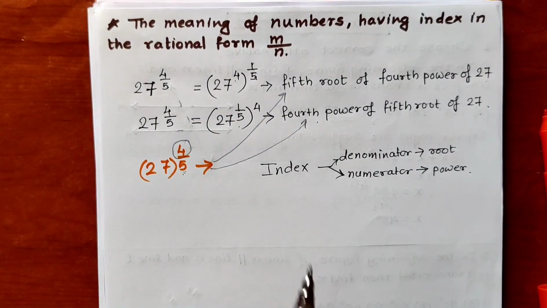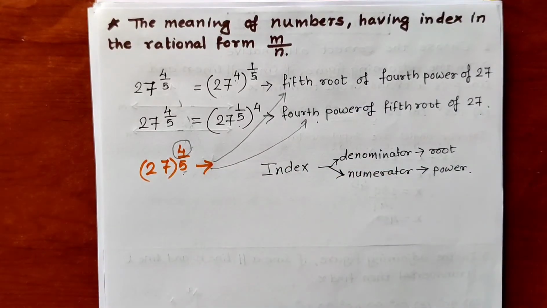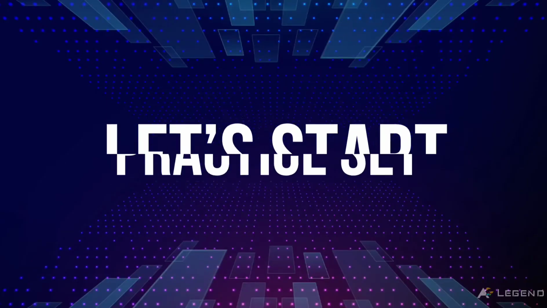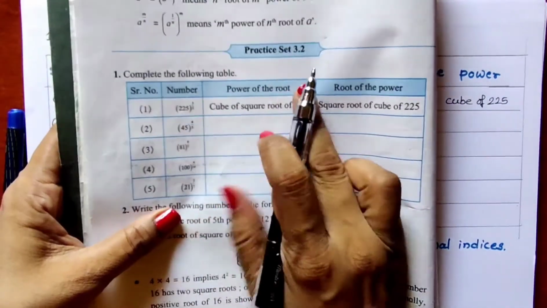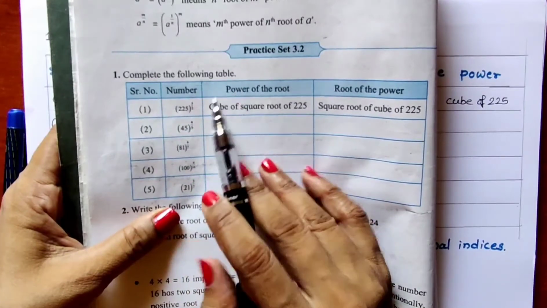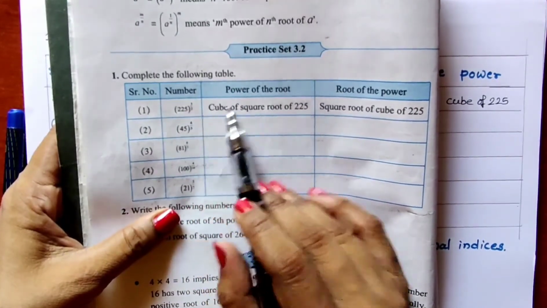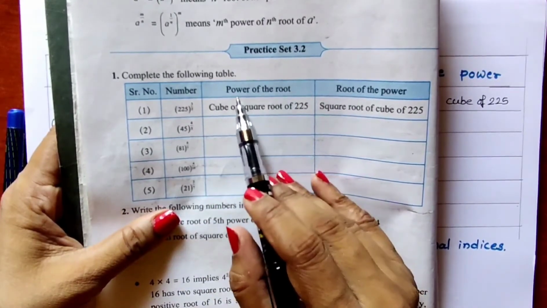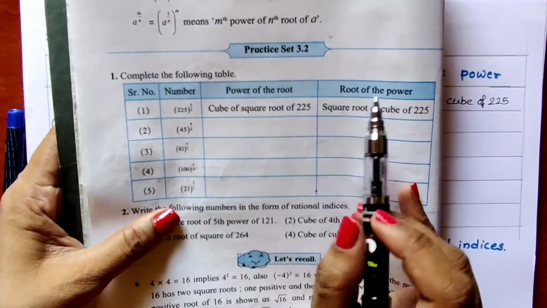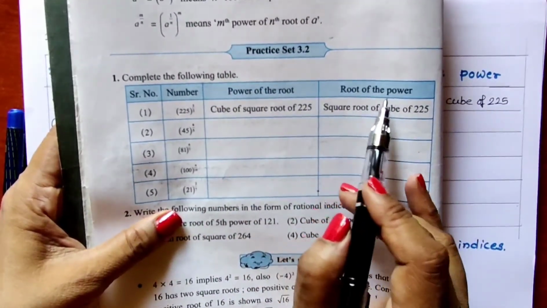So let us solve practice set 3.2 based on this explanation. Practice set 3.2. Complete the following table. We are given the number in index form. The index is in rational form. We have to express it as a power of a root. That means we have to first write power and then root in this column, and in the last column we have to write root first and then power. So let us see how to write it.